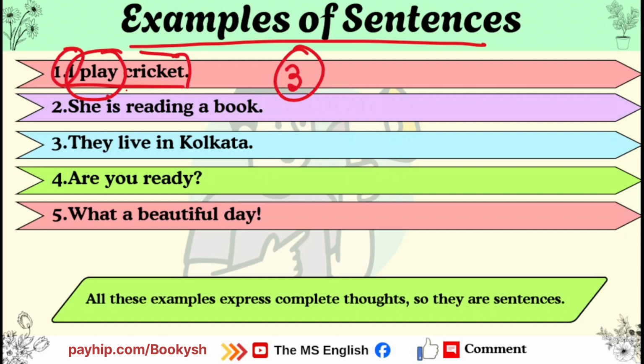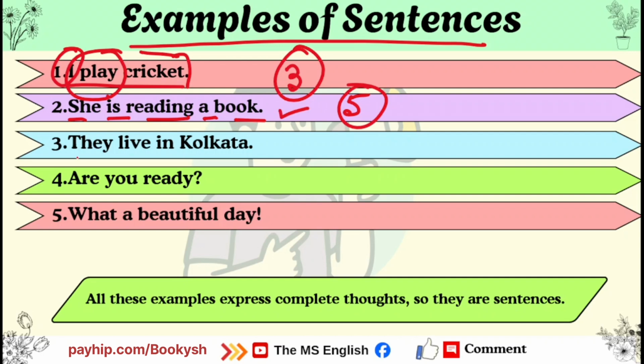She is reading a book. This sentence has been formed with five words. So in this sentence we get a complete thought and it makes sense, complete sense. So this is a sentence. She is reading a book. This is a sentence. They live in Kolkata.